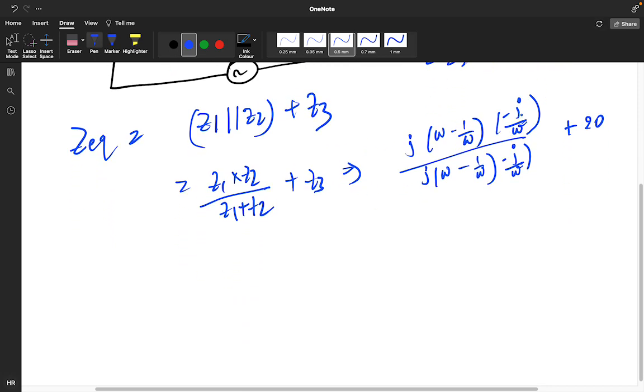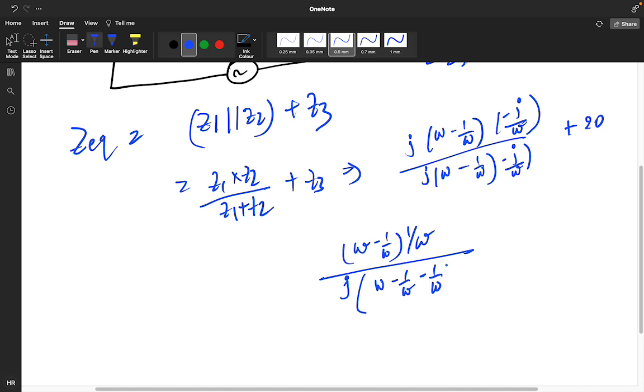So guys, what value will you get? J square will give you minus 1, and minus minus will become plus. So this will be omega minus 1 by omega into 1 upon omega only. And from this we can take Z as common, and if you take Z as common, omega minus 1 by omega minus 1 by omega plus 20, right?